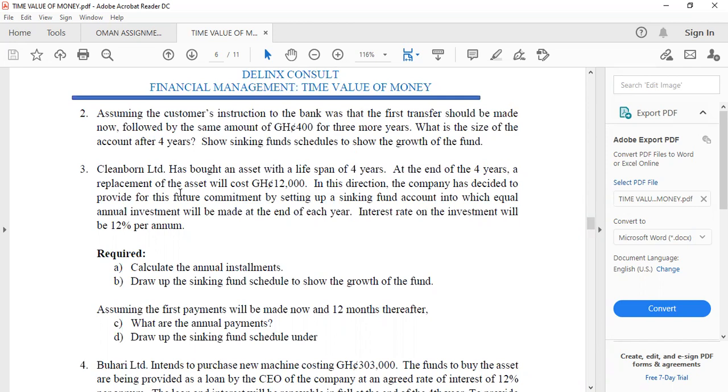All right. Yes. So the question is saying: required, calculate the annual installment. The annual installment is how much you will be putting into the account at the end of every year. The 12,000 is the amount that you are going to use to buy the asset at the end of the 4 years. So the 12,000 now becomes the future value. Are you okay?